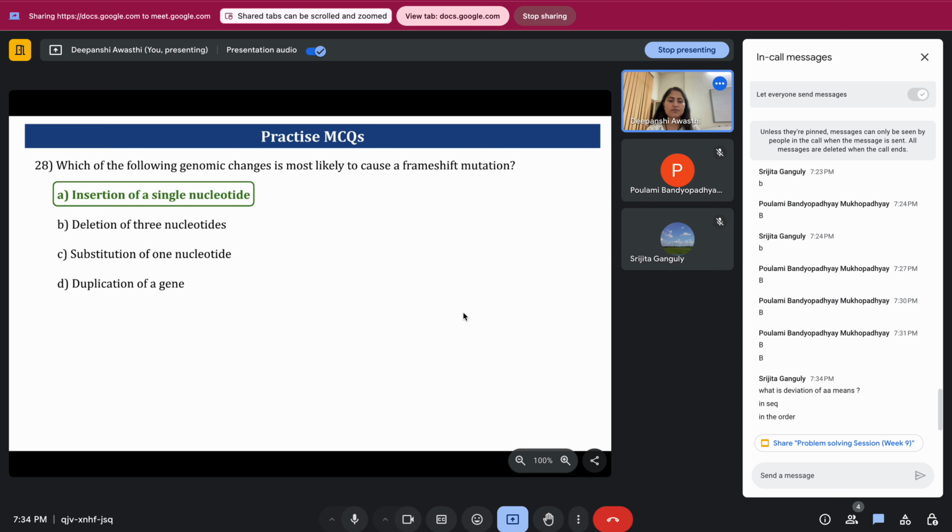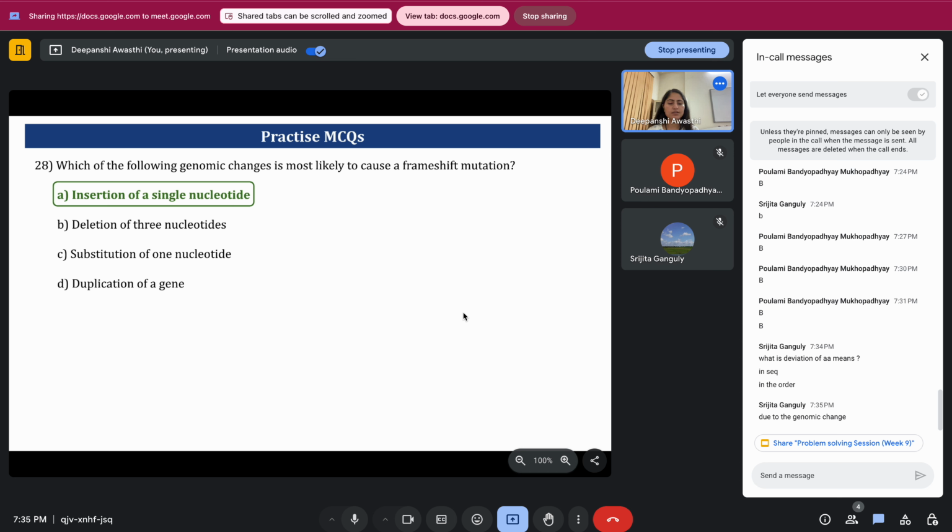In this perspective, the deviation of amino acid means that if a single nucleotide is changing, that single nucleotide change can also lead to a missense mutation, in which it can produce a different amino acid sequence. Because frame is a different thing and amino acid sequence is a different thing. When we say frame, we mean the reading frame, the reading count.